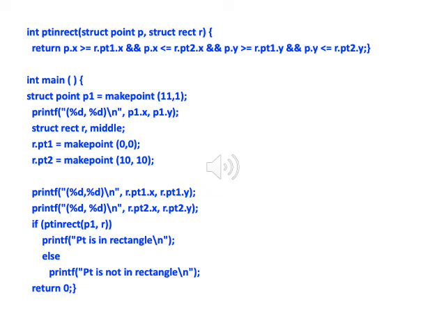Note that we already have a function for that, which is called make point. So then what we need to do is r.pt1 is equal to make point 0 0, which means one of the points of the rectangle is at the origin. In a similar way, we assign the value for pt2: r.pt2 is equal to make point 10 comma 10. So now, using that make point function, we have assigned values to both point 1 and point 2 of rectangle R.